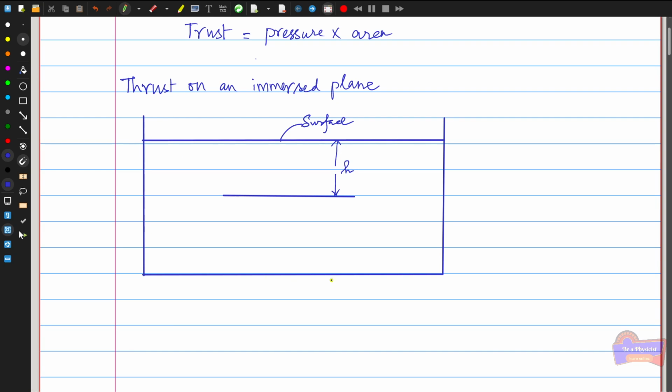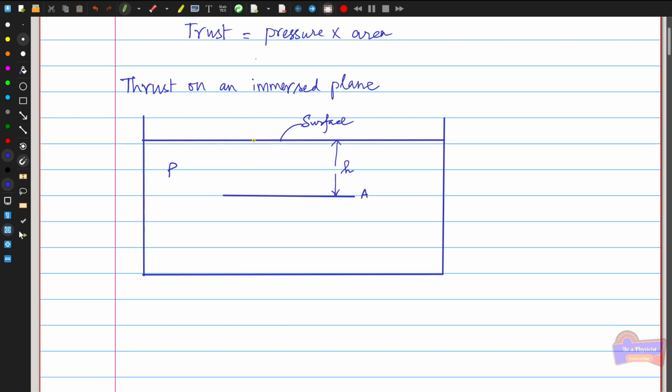Suppose you consider the tank filled with water, and this is the surface of the water, above which is the air. This is the contact position of the air and the liquid. Consider a small immersed plane inside this liquid, situated at a height h from the liquid surface, with the area of the immersed plane taken as A and the density of the liquid taken as rho. Then the pressure at any point in this plane is uniform, because the plane is positioned horizontally with the surface.